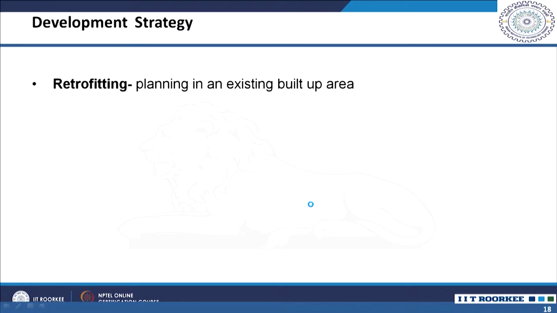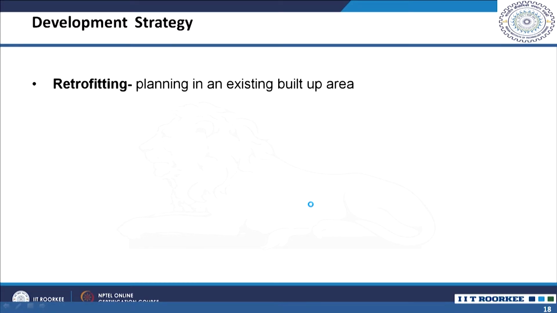Any city, if it wishes to bid for the smart city, has to make the smart city plan document in such a way that it can win the competition. So, based on the competition, this smart city will be allotted, and the allocation from the central government will be provided. So, there are a few development strategies for developing the smart city. The first is the retrofitting.